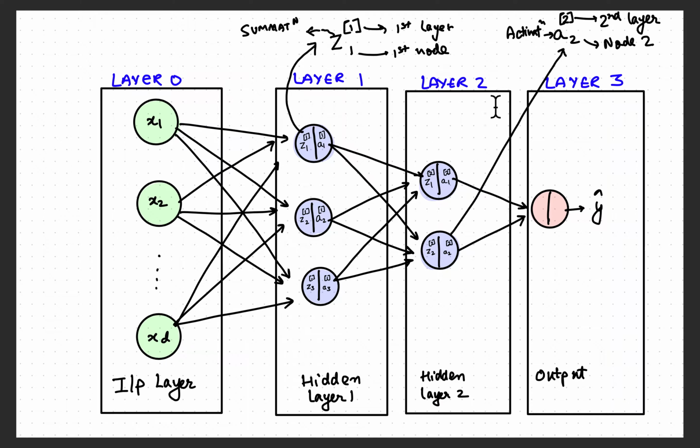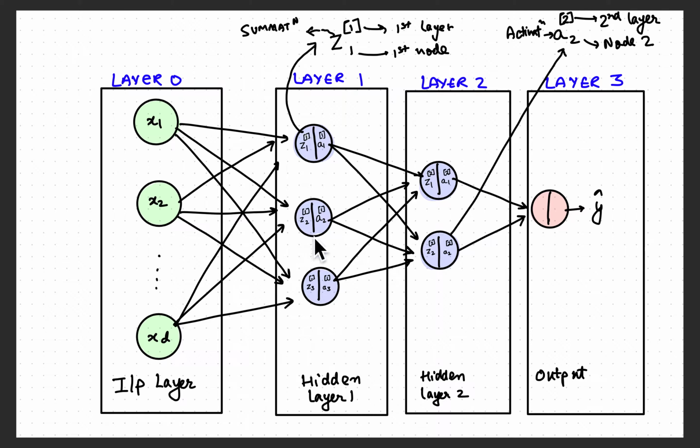Now I'll be using some terms here, Z and A. These have the same meaning as we discussed earlier. Z is the summation term and A is the activation component of the neuron. Let's zoom in a little bit into the first neuron in the first layer. So layer 1, the first neuron over there. The first term is called Z, with superscript square bracket 1 and subscript 1. Here the square bracket refers to the layer number, and we are currently in layer 1.